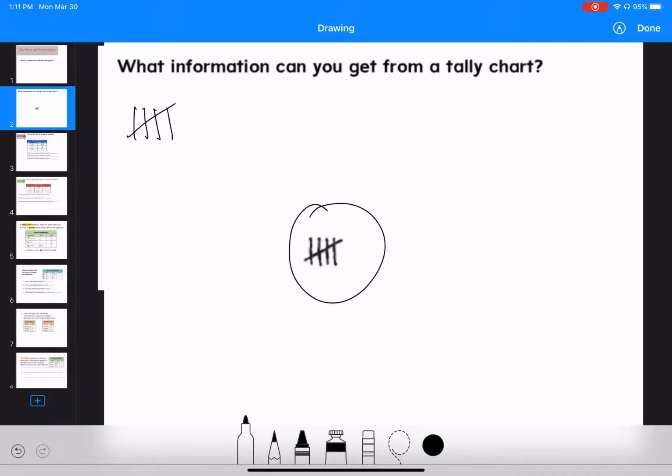So for example, let's go ahead and make 15 tally marks. By grouping them in fives, it makes it so much easier to count our data, keeps it organized. So I can count it like this: 5, 10, 15. If I didn't cross that fifth line, watch what would happen.